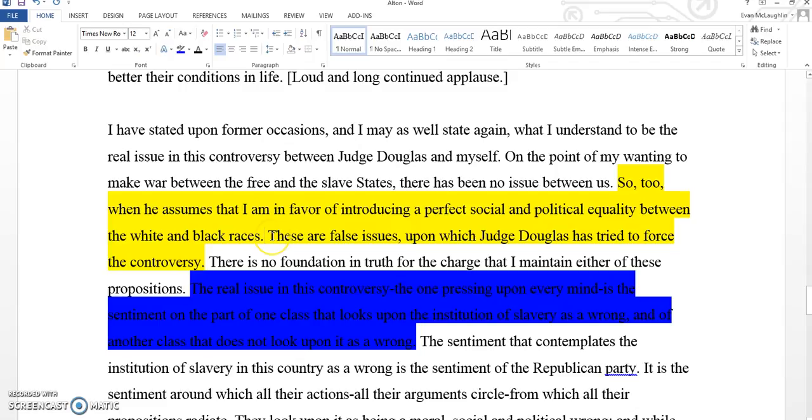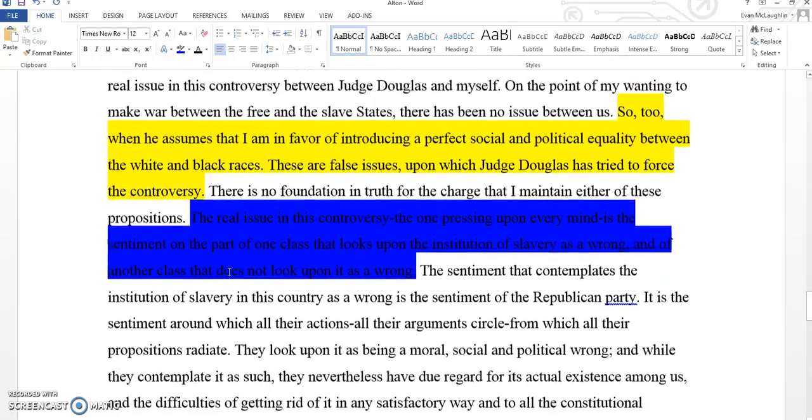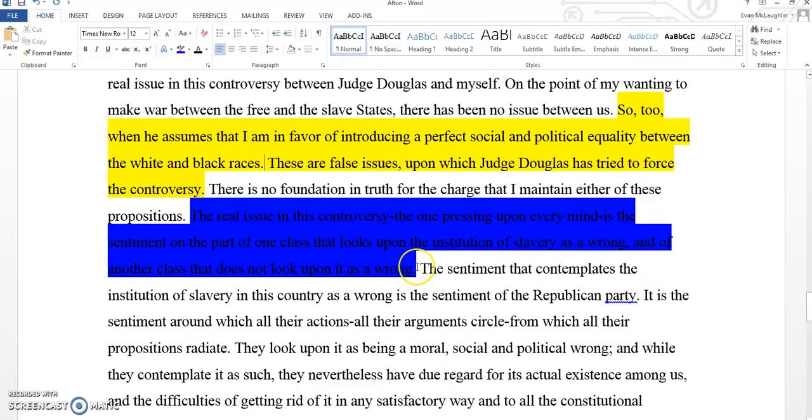And here we see Lincoln say these are false issues upon which Judge Douglas has tried to force controversy. So we see Lincoln in this debate calling him out, saying you're using the straw man argument, you're trying to get the audience off track here, but he's bringing the debate back to topic, and we see, as represented here, Lincoln immediately follows that recognition with another evolution of his thesis statement that the real issue of the controversy is the institution of slavery.